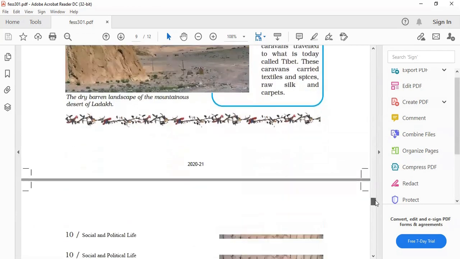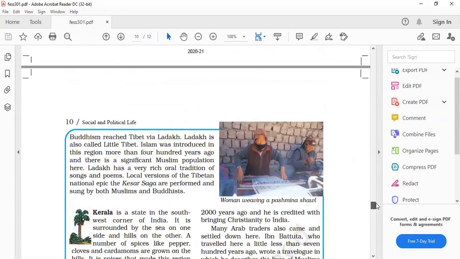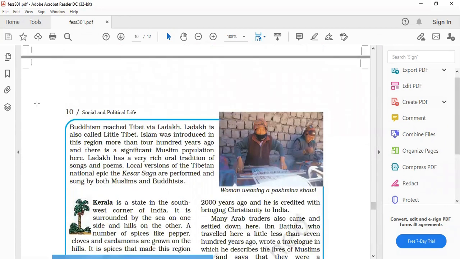next page. We are moving to the next page. See, here is a very MCQ based question. You will get: what do you know by Kesar Saga? What did Buddhism reaching Tibet via Ladakh lead to? What do you know about Little Tibet? So here is the answer. What is Little Tibet? Why is Ladakh called Little Tibet? And what is Kesar Saga?